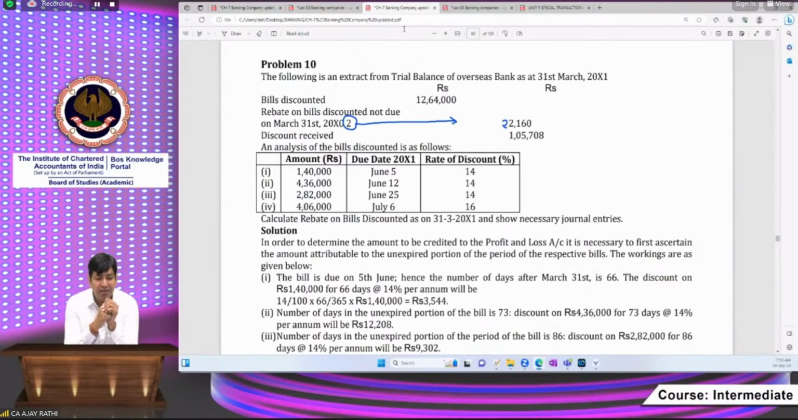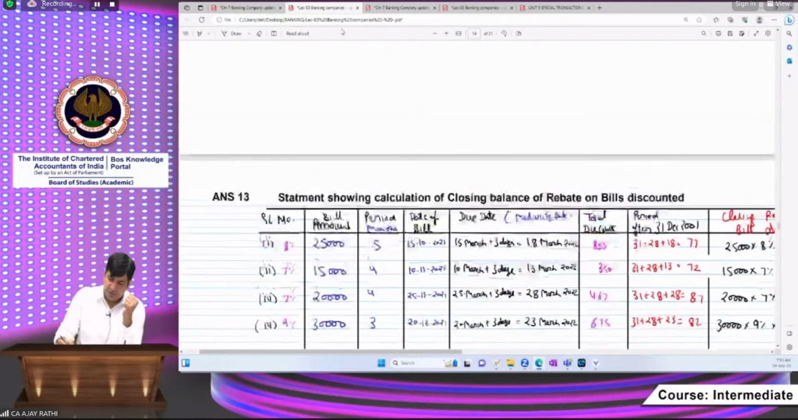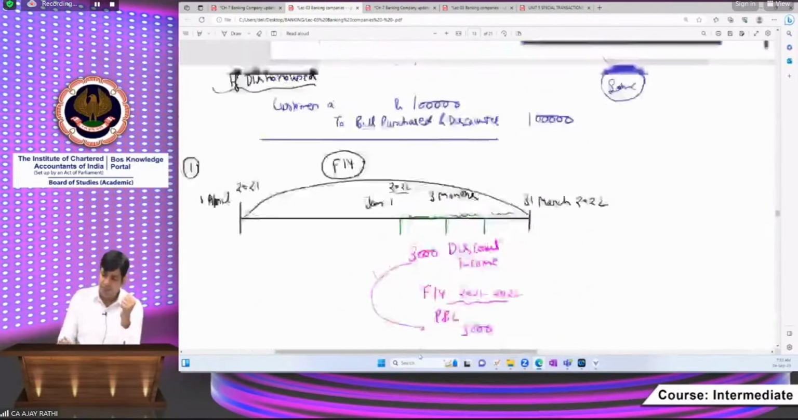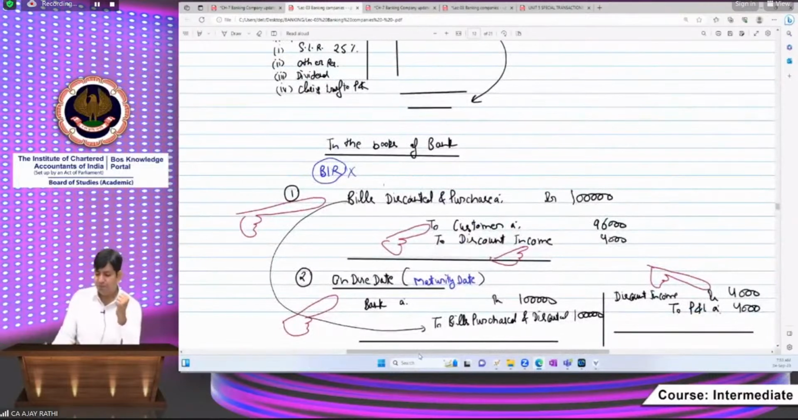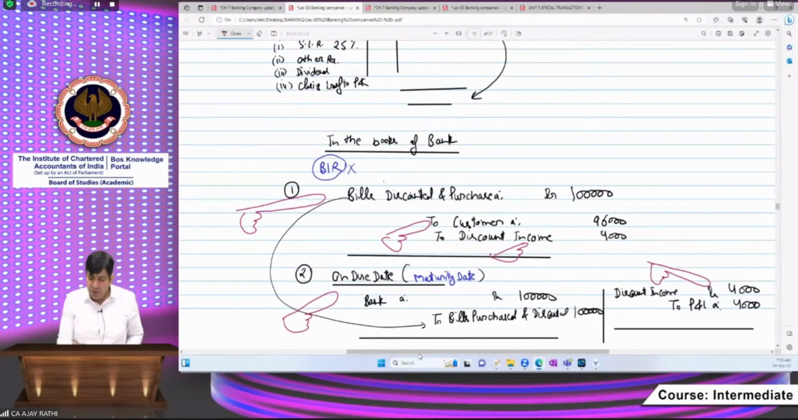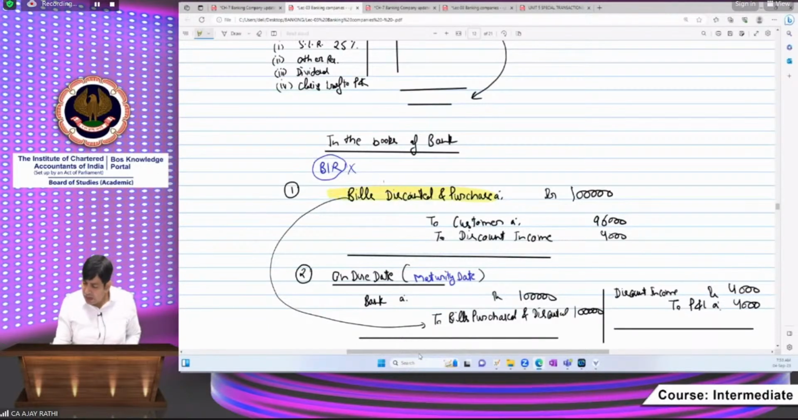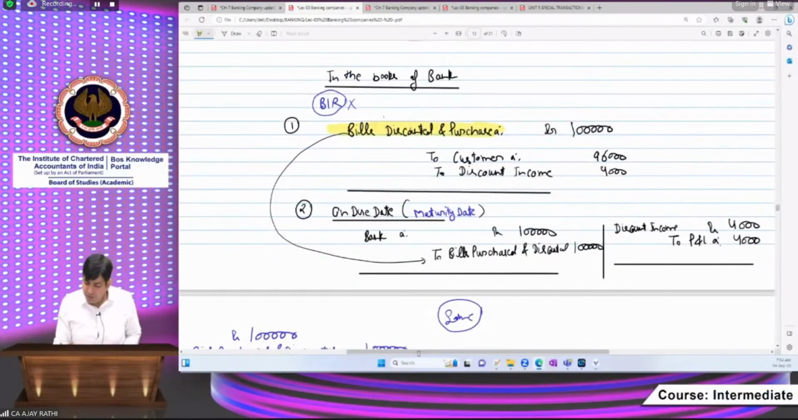Now Darshan is asking, what is the bill dishonored, sir? Okay. In case of bill dishonor, beta, what happens? See, since one of the student was asking, so I am answering this question. What will happen? Sir, nothing. Very easy. How? We did this entry in case while we are purchasing the bill. Yes, beta. And while we are collecting the entry on the due date, we did this entry.